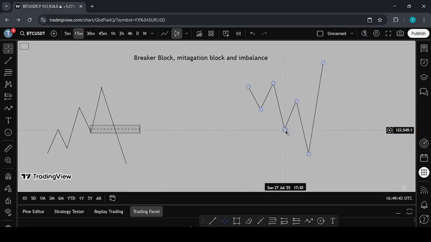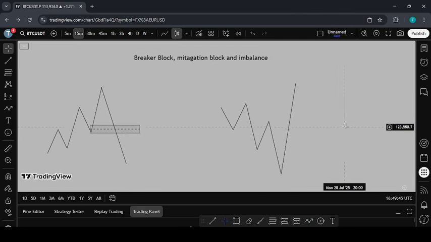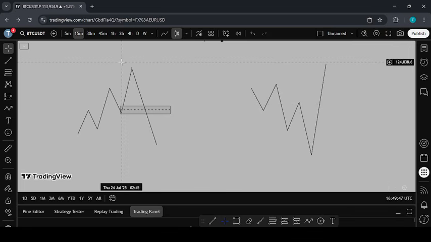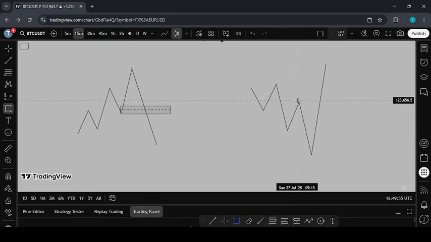Right, so the market was bullish, then the market changed structure to bearish. The market was bearish, then the structure changed to bullish. So is it a bullish or a bearish reversal? Breaker blocks are for reversals. Mitigation blocks are for continuations. Breaker blocks are for reversals.